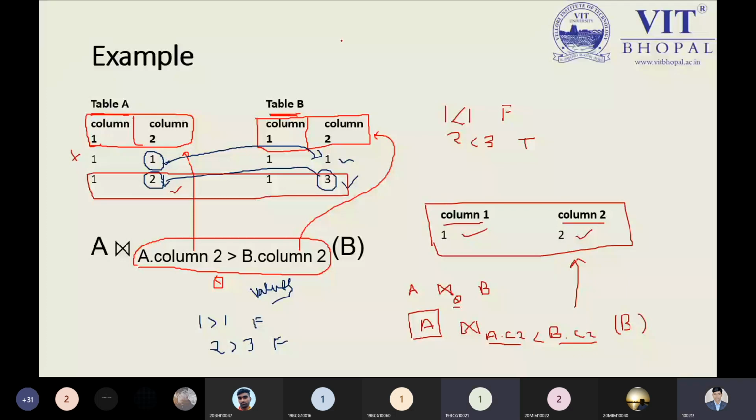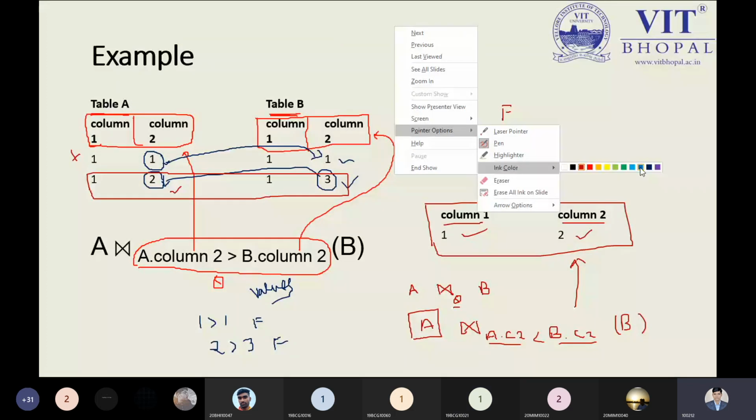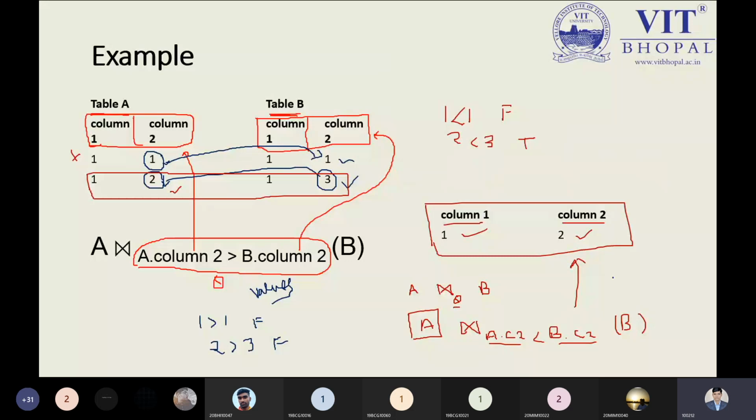Yes, tell me right now. Can anyone tell me? Yes, tell, sir. But just for the sake of knowledge, if I'm doing some amendment over here, if I'm writing B theta join A, and A dot C2 is less than B dot C2. C2 means column 2. Now, can you tell me what would be the output? Column 1, what will it contain? Column 2, what will it contain? Can you tell me right now?